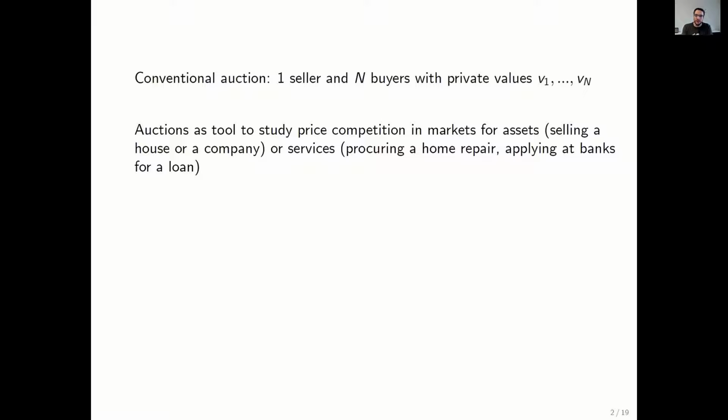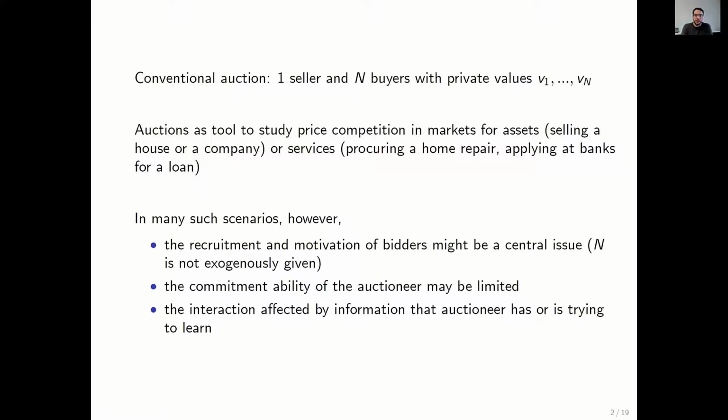Now, when looking at these scenarios, you may notice that in many of these settings there will be additional features that are not in our standard conventional auction. In particular, the recruitment and motivation of bidders might be a central issue. In the conventional auction, there are n bidders just waiting there, well known and ready to bid. However, when I'm selling a house, it may be difficult to identify bidders. I have to search for bidders, I have to motivate them.